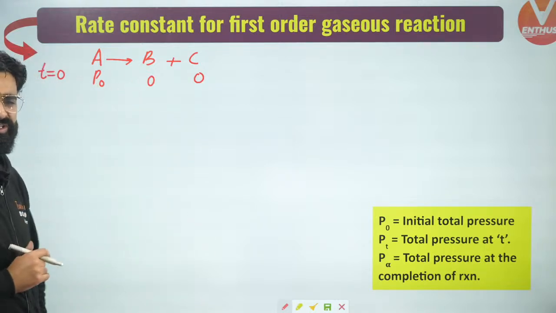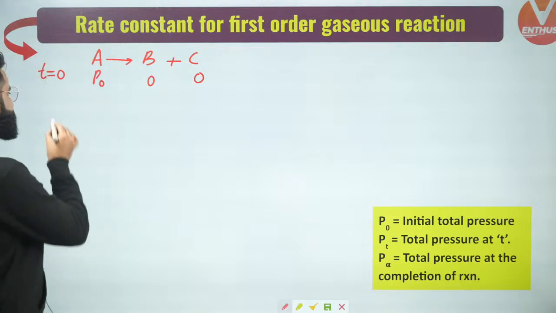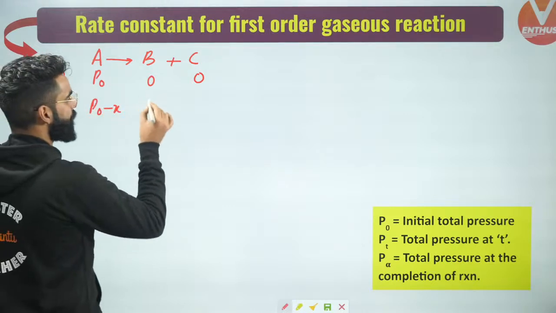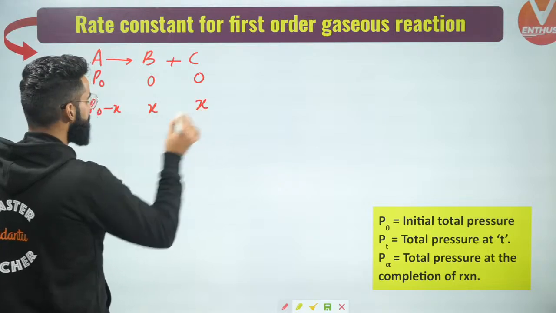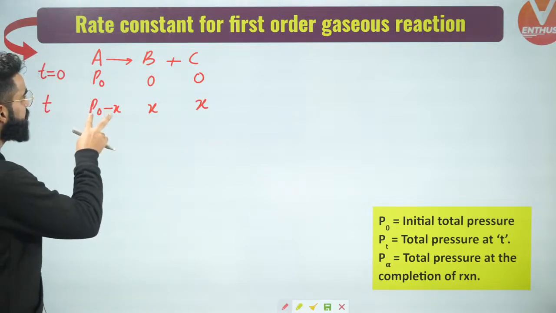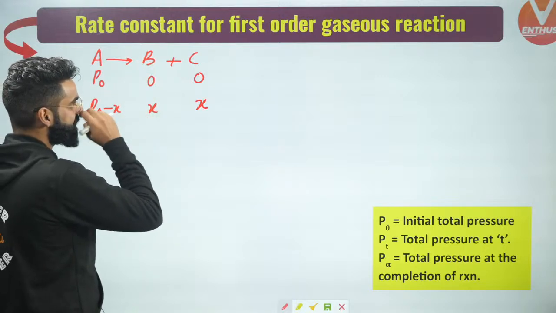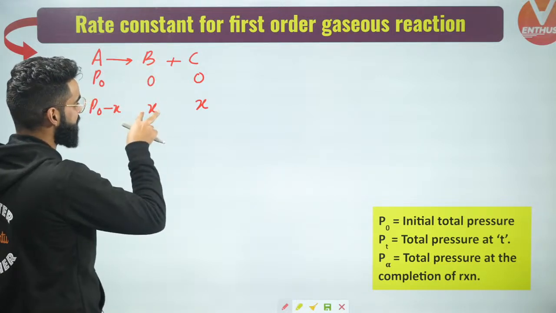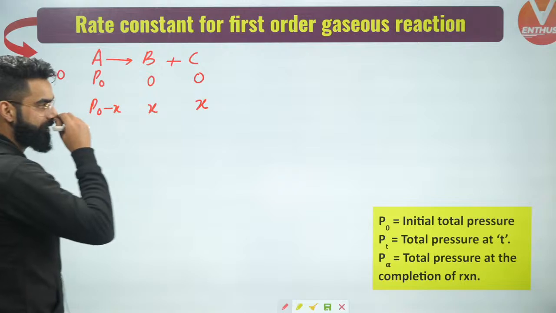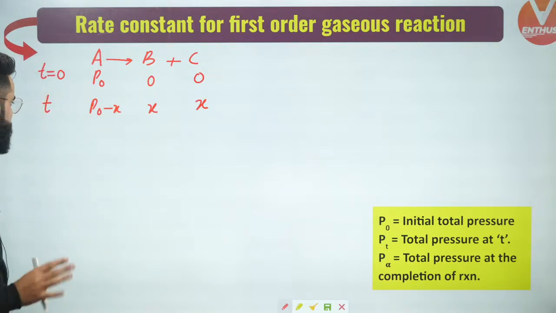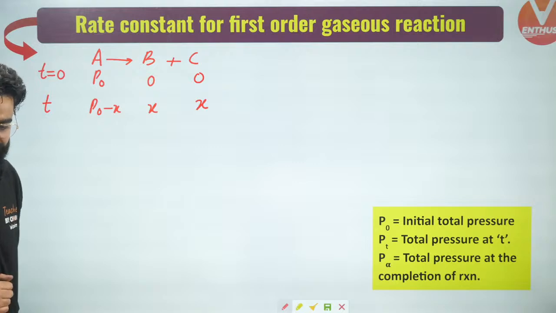Now I'm going to treat this pressure in the same way as moles. Let's say at time t, it is going to be P naught minus X, then X, and X. What is this P naught minus X? This is the pressure of A at time t. The pressure of B at time t is X. The pressure of C at time t is again X. I'll be asking you about that in some time.